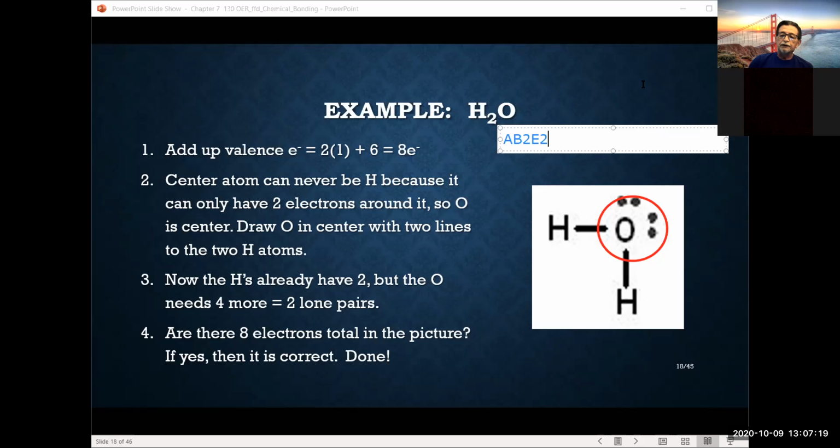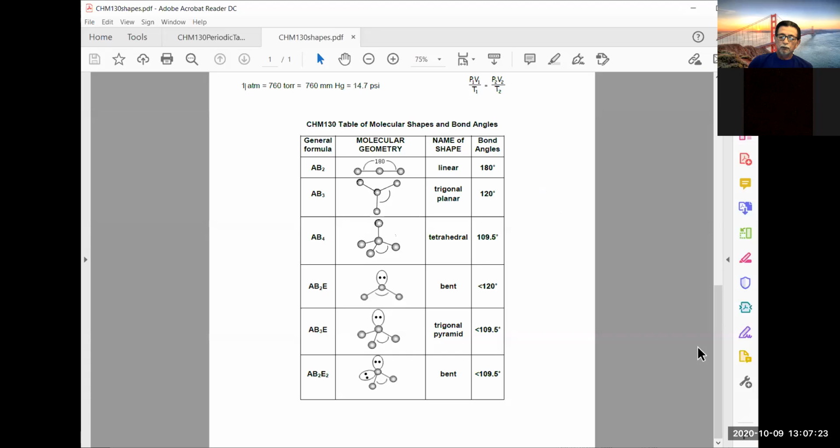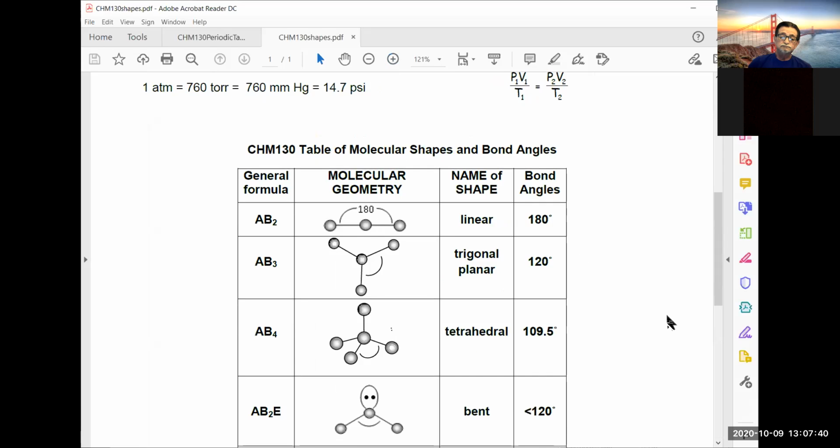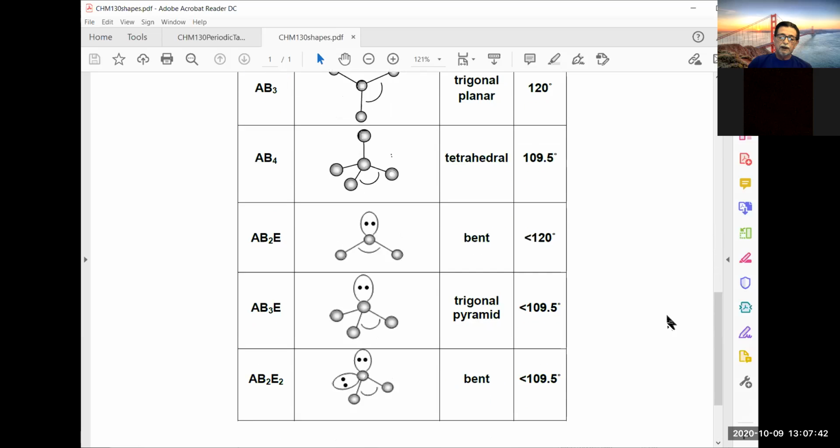With that information, then we go to the shapes table, which is a very important table that we utilize quite a bit. And we look at the first column and we look for AB2E2. And that happens to be the bottom one. Let me zoom it up a little bit. AB2E2.